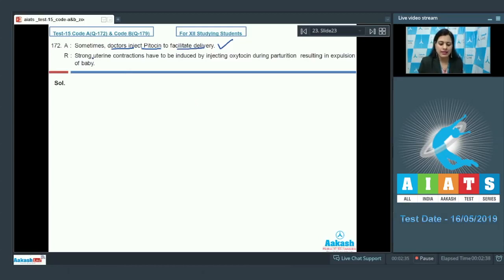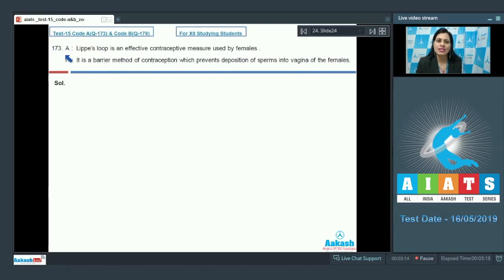The reason given is strong uterine contractions have to be induced by injecting oxytocin during parturition, resulting in expulsion of baby. And this is also a correct statement. And as this reason correctly explains the above given assertion, we can mark it as 1. Because oxytocin is released during parturition or childbirth, which helps in uterine contractions to induce labor pain for delivery of child. Now let's discuss our next question.